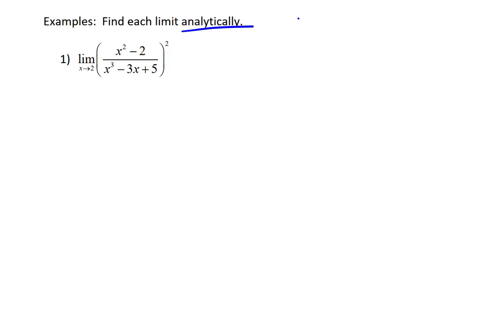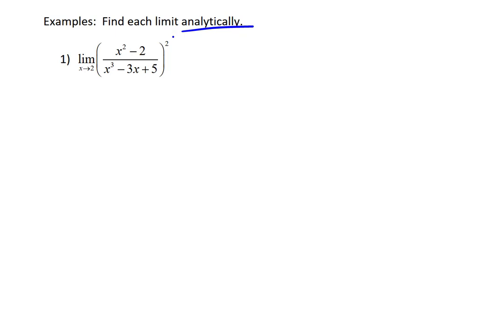And our first example is the following. We want to find the limit as x approaches 2 of a rational function in parentheses here. The numerator of it is x squared minus 2. The denominator is x cubed minus 3x plus 5, and all of that is squared outside those parentheses holding that rational expression. So there's our function. Now we're going to practice utilizing the steps we wrote directly above.